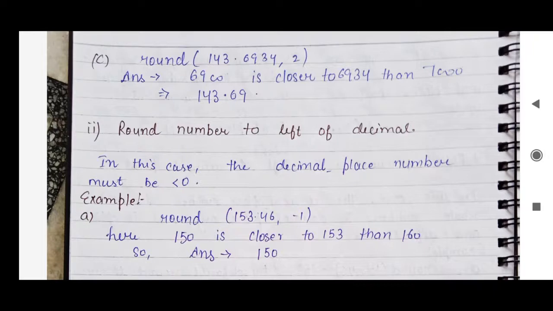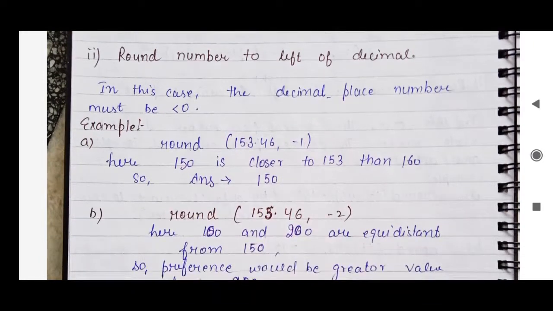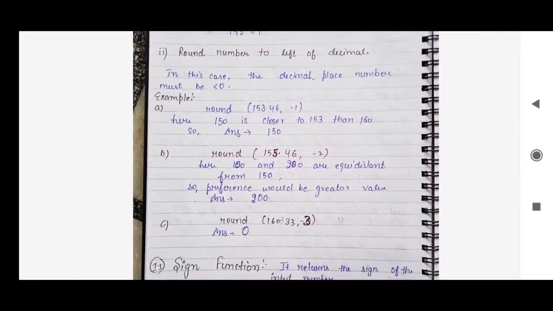Now if we want to round the number left of the decimal, in that case we have to give negative values. Like here I have given 153.46 and minus 1, so it will round off this number to the left side. What it will return is 150. It will round off the right values also. All the decimal places will be rounded off, but it will round off the values to the left side also. How it does this: if we have given minus 1, it will make the digit at the 1st position 0.